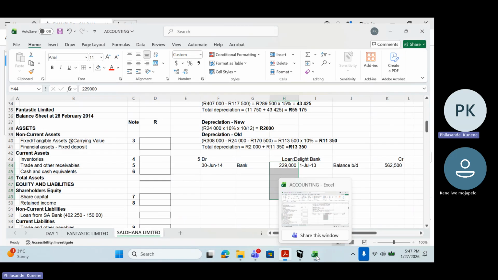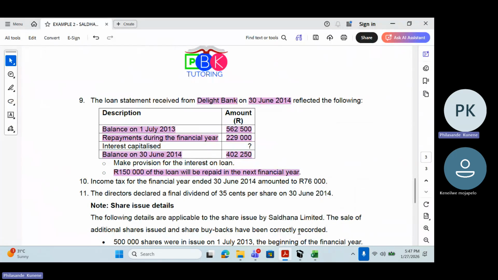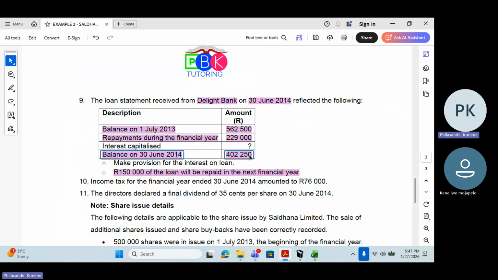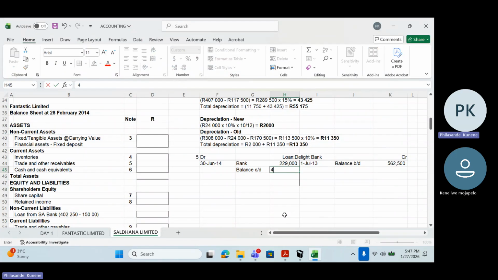And then they gave us the closing balance, which is 402,250. So what am I going to do here? I'm going to say balance carried down, and that is going to be on the 30th of June as well. How much did they give us from the statement? 402,250 rands. Right, and then now I need to get the totals.